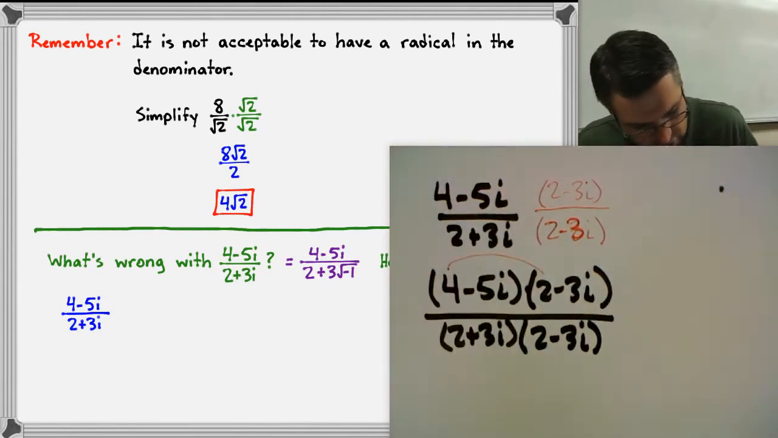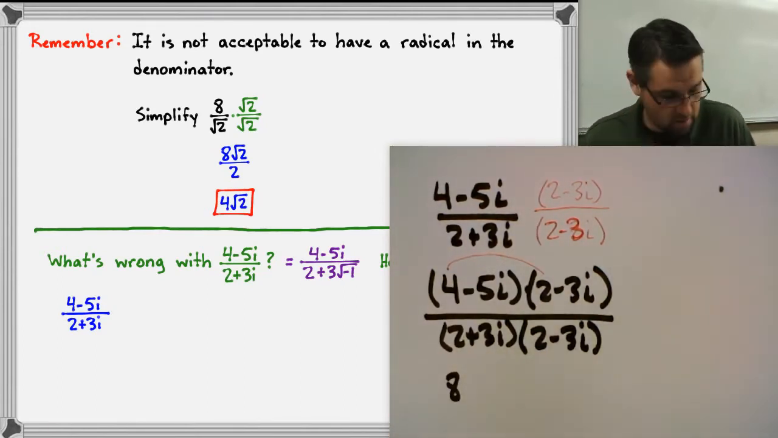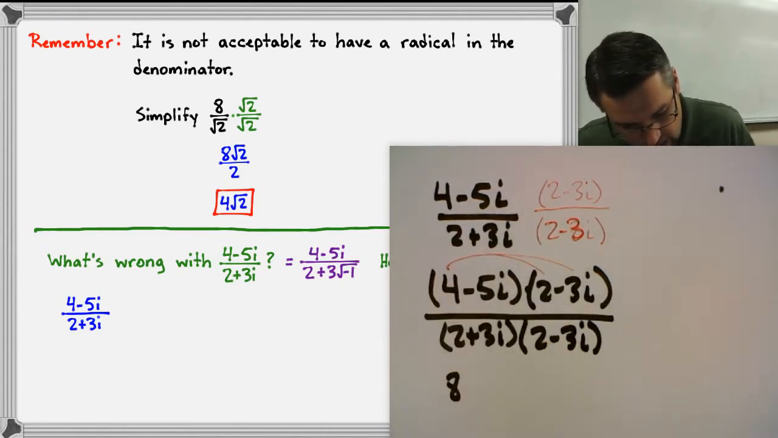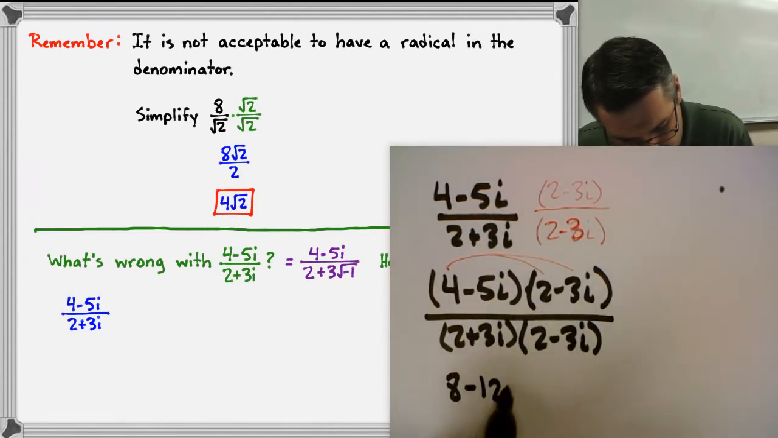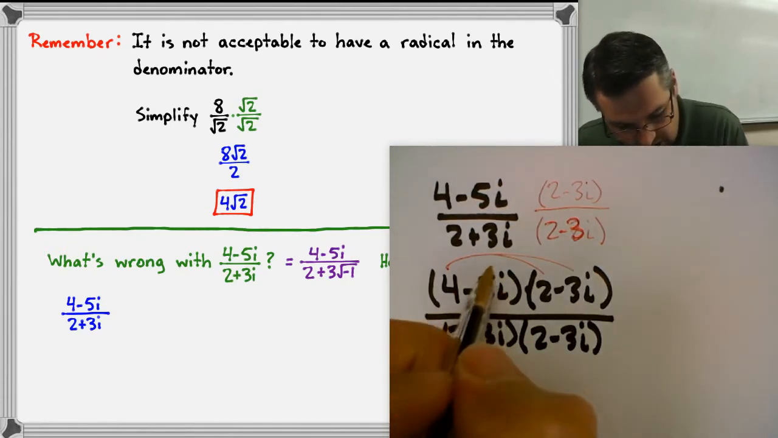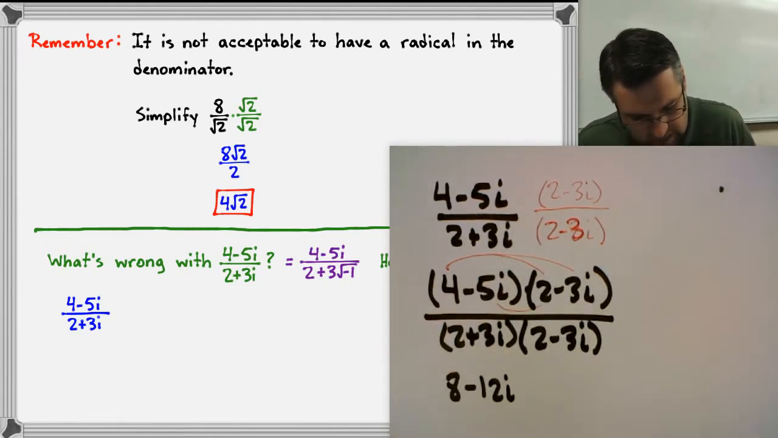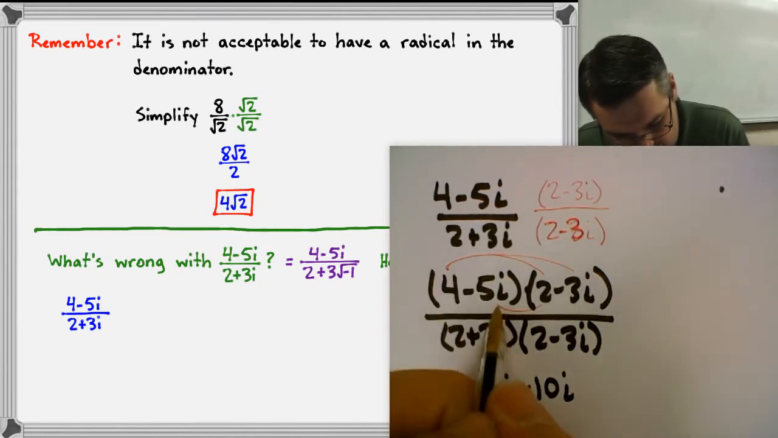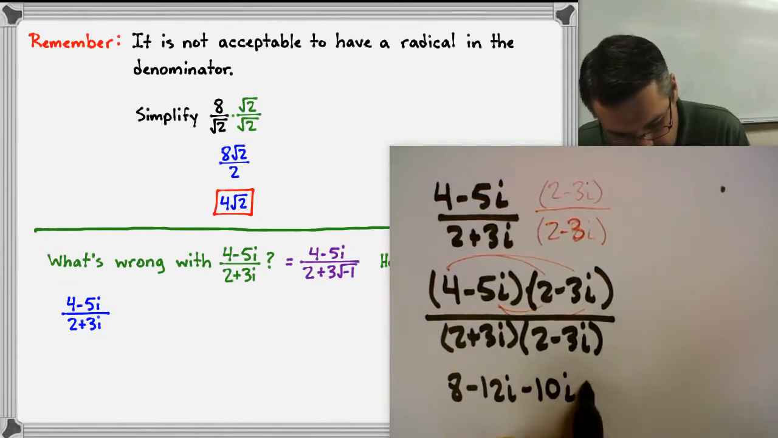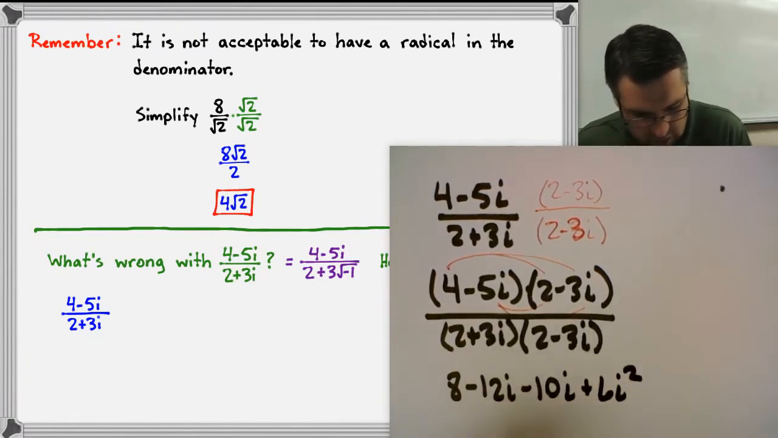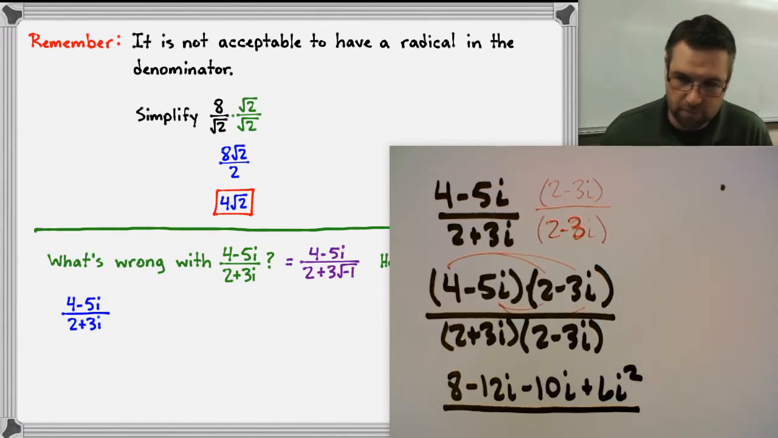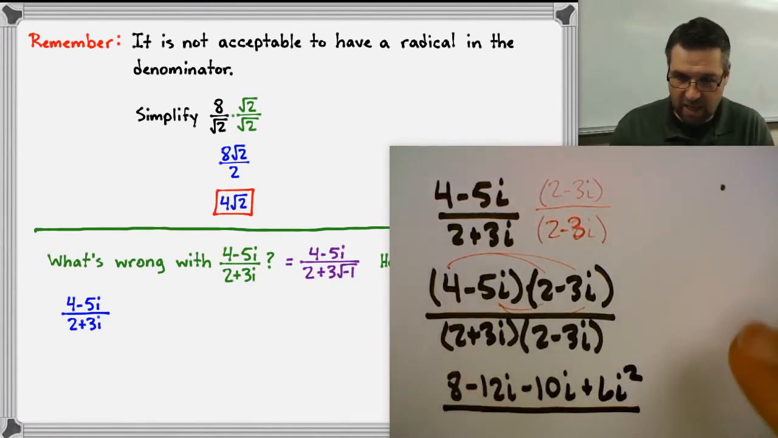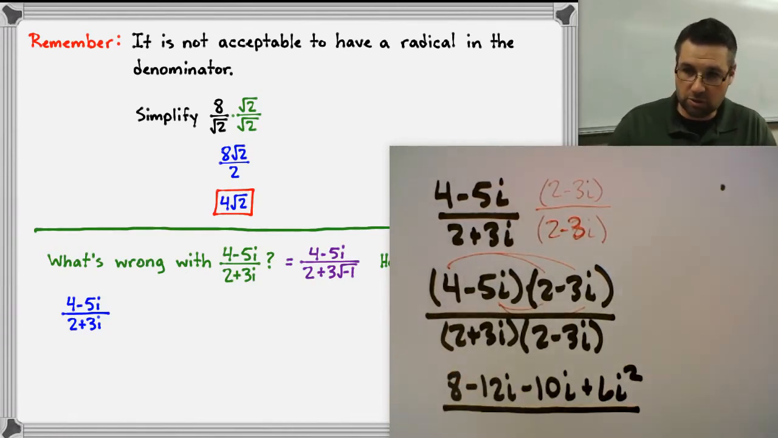Let's see, 4 times 2 is 8. 4 times negative 3i is negative 12i. Negative 5i times 2 is negative 10i. And then negative 5 times negative 3i is positive 6i squared. So there, we did the top, we did the numerator, okay? And it would be the same if I expanded it all out, but just to reduce the amount of work on our paper, we should be able to quickly shortcut that a little bit by now.